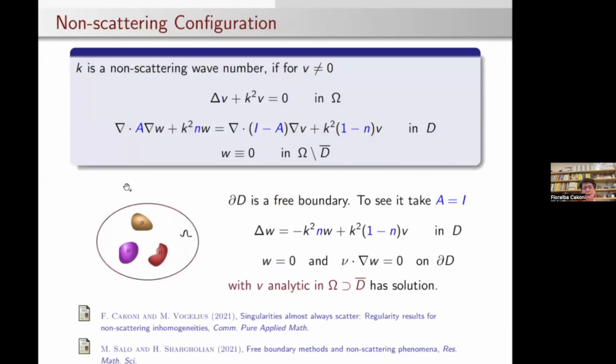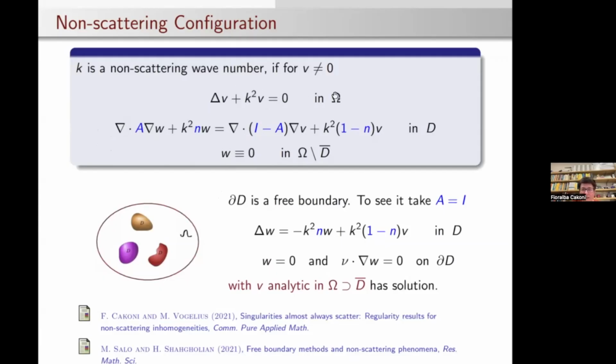So now I get back to the question I started with. Now that we know that real transmission eigenvalues exist, and we know that for spherically symmetric media all transmission eigenvalues are non-scattering, in general can we understand whether the real transmission eigenvalues are non-scattering wave numbers? Okay, so I go back to the formulation of the non-scattering wave numbers, and I rewrite it in an equivalent way.